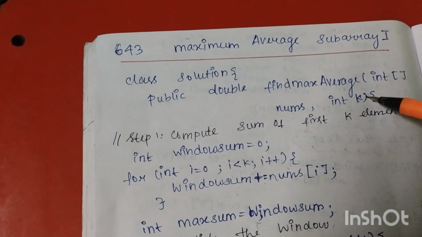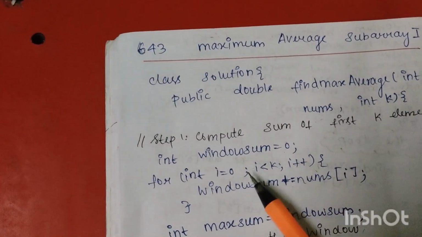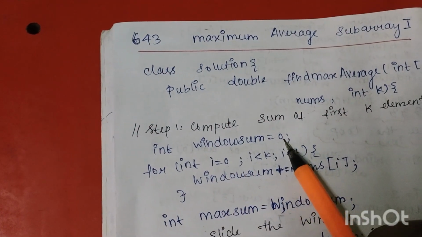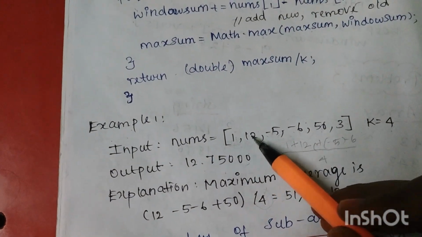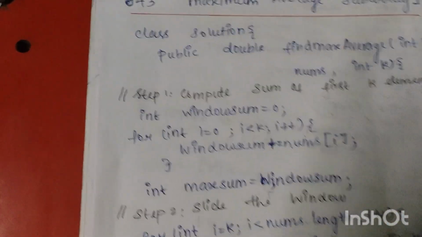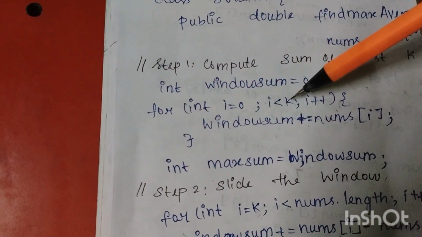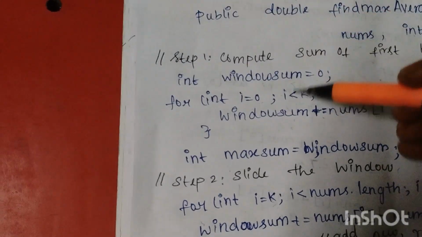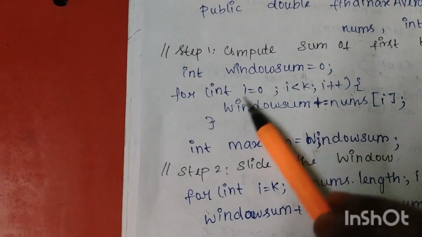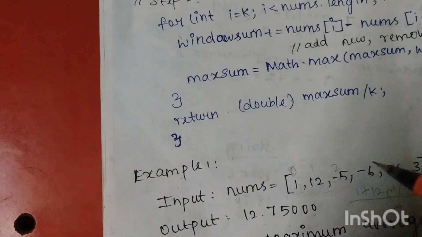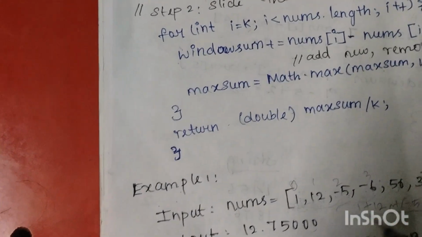Let's see the implementation. They will give the nums array and k, which is the window size. First we are going to find the window sum. For that we initialize window sum equal to 0. Then we have to find the sum of the first window, that is 1, 12, minus 5, minus 6. For that we iterate from 0 to less than k, that is 4. 4 means this loop will work from 0 to 3, so the indexes 0, 1, 2, 3. We have to find the sum of these.